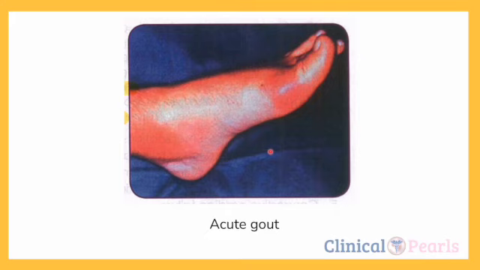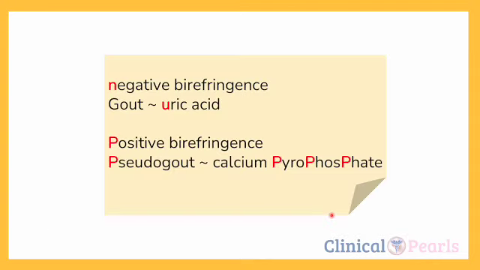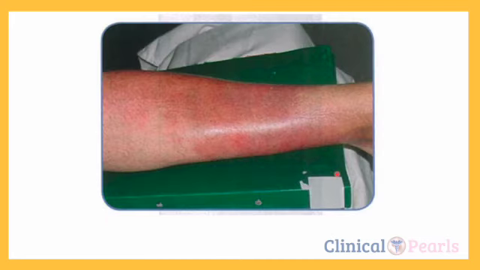This is acute gout. This shows the uric acid in synovial fluid manifesting as a negative birefringence under a polarized light, which is the classic feature of the uric acid in acute gout. In contrary, if the case notes a positive birefringence, then that is indicative of pseudogout, which mostly contains calcium pyrophosphate crystals. So my mnemonic would be positive, there's P, and another P for pseudogout, and a lot of P's for calcium pyrophosphate. Next photo is cellulitis.